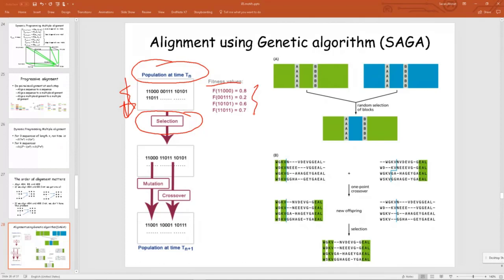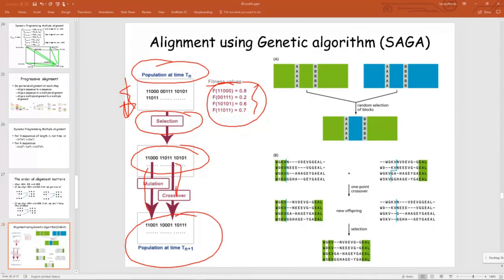The sum of all pairs of alignment scores, the substitution scores, will give us the total alignment score. We're going to select the fittest individuals, get a pool of them, and then some of them will mutate, meaning we're just going to modify them a little bit. And some of them will pair up and do crossovers to create the population at the next generation. So Tn is one generation, Tn plus one is the next generation of individuals. Then we're going to repeat this process over and over for a number of generations.